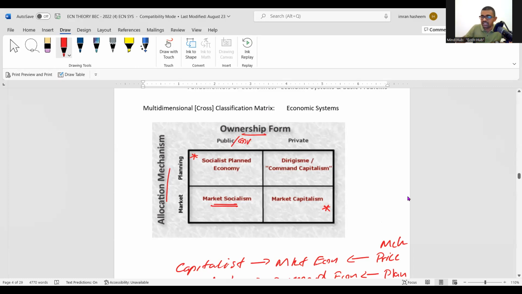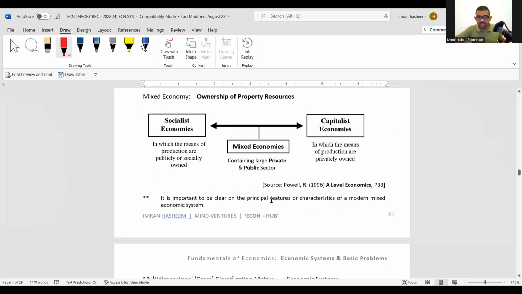Then we have dirigism. Dirigism is where the private sector owns the resources, but they use the planning mechanism. Very difficult to achieve, but technically it can be done. That is called command capitalism. Command capitalism is also possible. These are very advanced mixed economic methods. Okay? Any questions on that, you guys can ask?